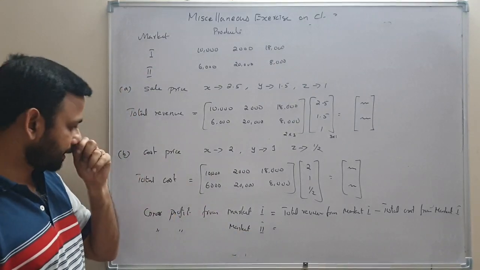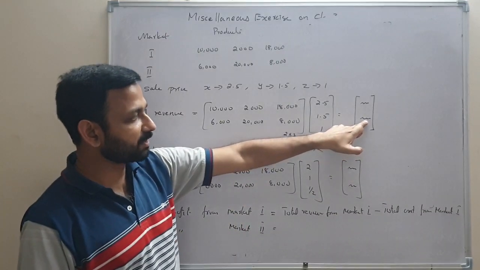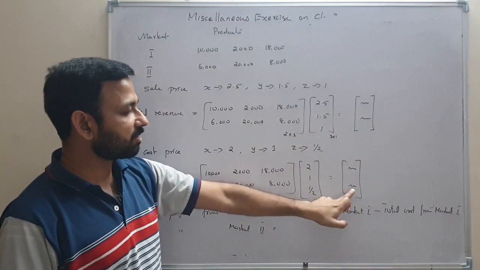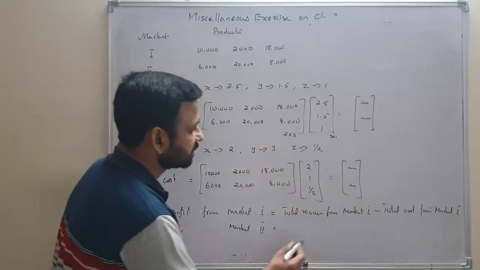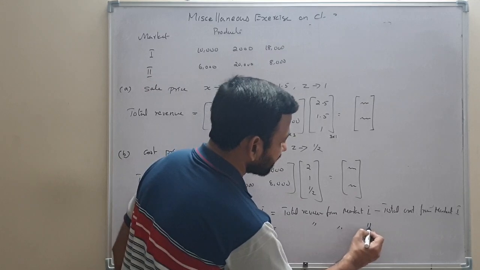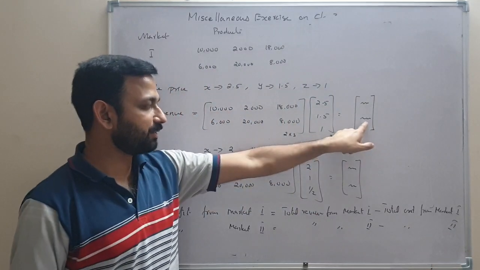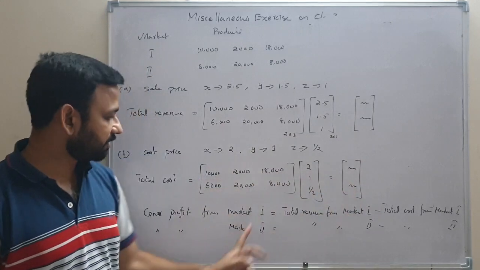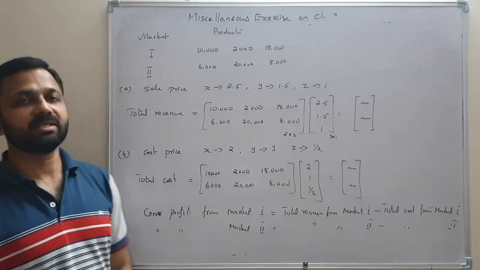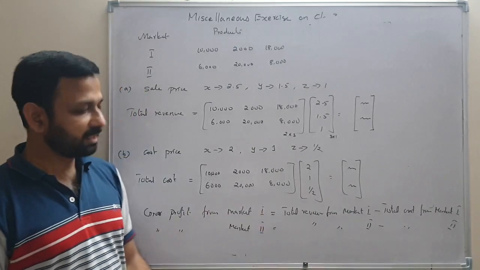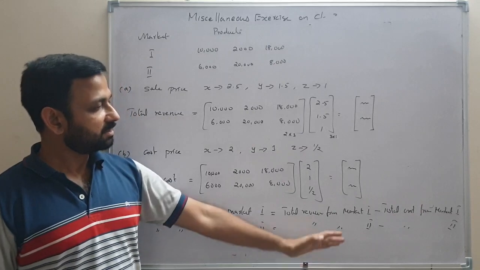Similarly, we can find the gross profit from market 2, that is the total revenue from market 2 minus the total cost from market 2. So second number minus second number. Total revenue minus total cost will be the gross profit from market 2. We can easily do that calculation. The calculation is very simple.